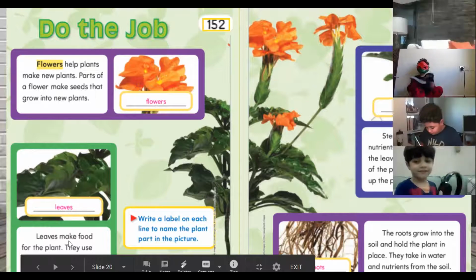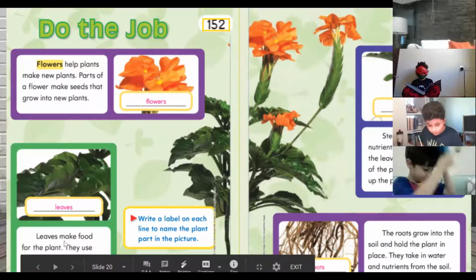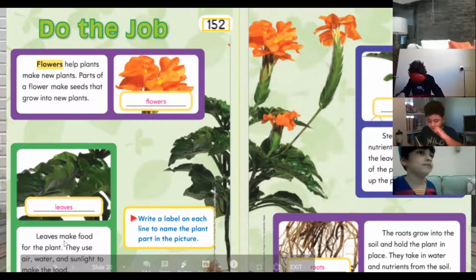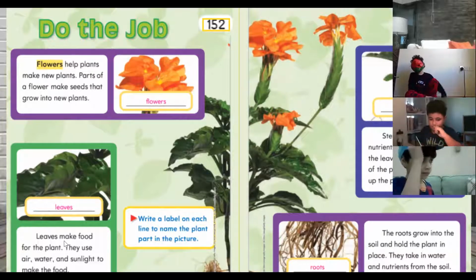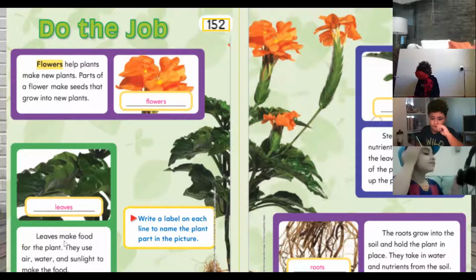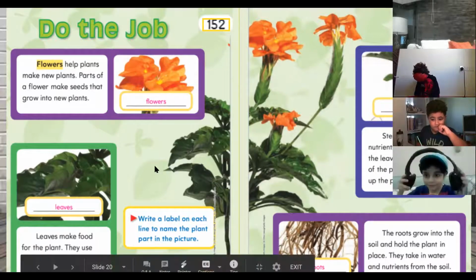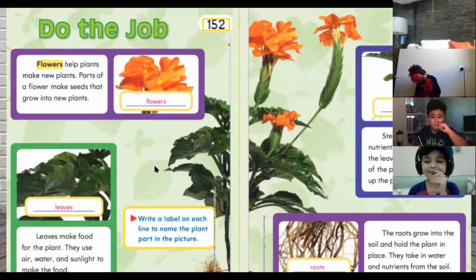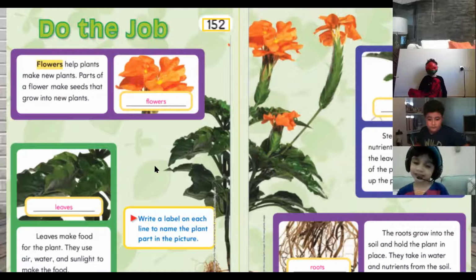From your book, page 152. Leaves make food for the plant. They use air, water, and sunlight to make the food. Excellent. So leaves use the air, water, and the sunlight to make their own food.